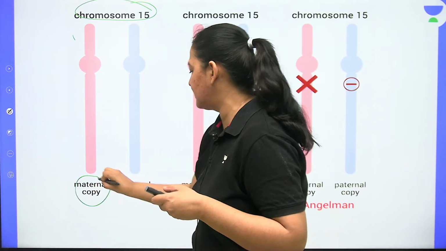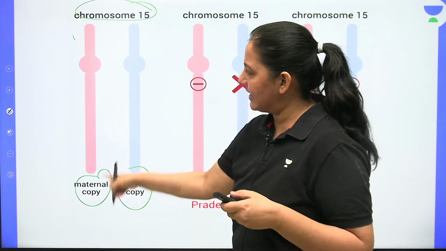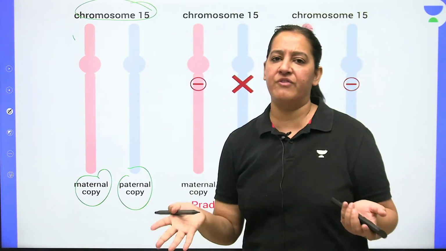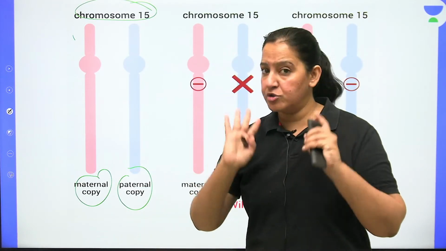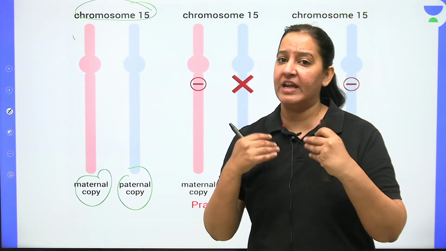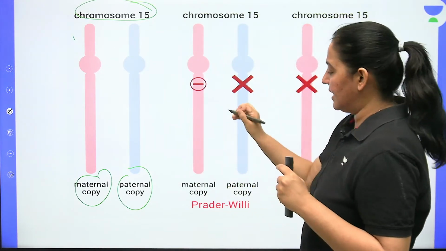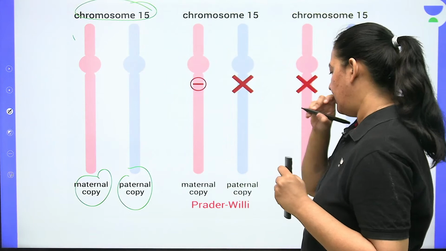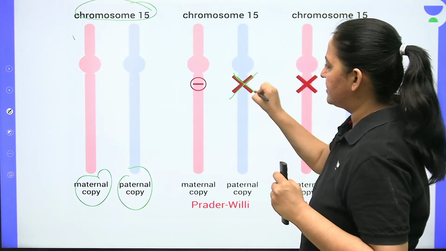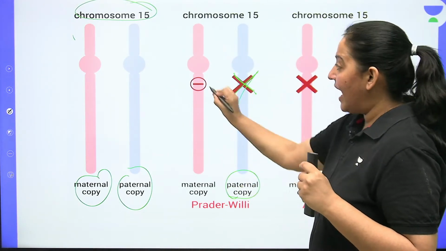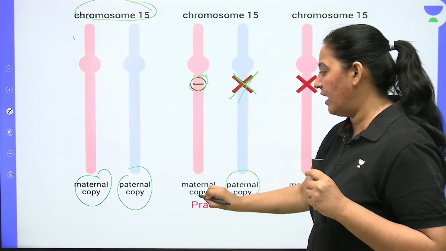This is maternal copy. This is paternal. So chromosome number 15, one is maternal, one is paternal. So in all of us, inside a normal human being, my chromosome number 15, your chromosome number 15, one is from mother, one is from father. It is normal. But in some persons, you can see the paternal copy is deleted. The paternal one is deleted and the maternal one will show the disomy.